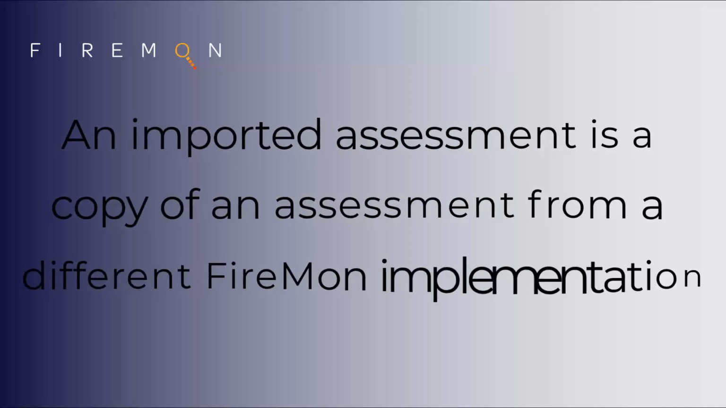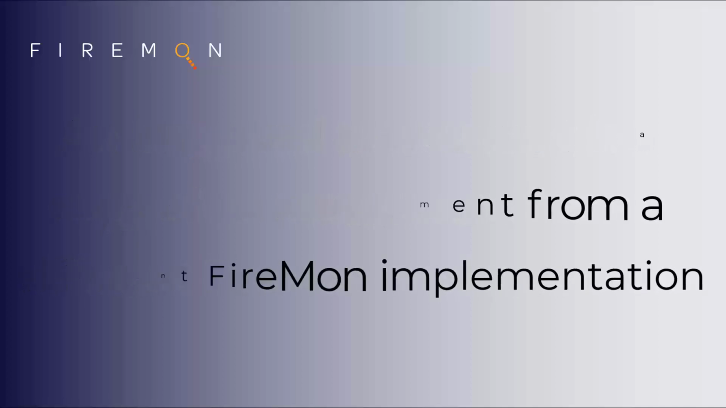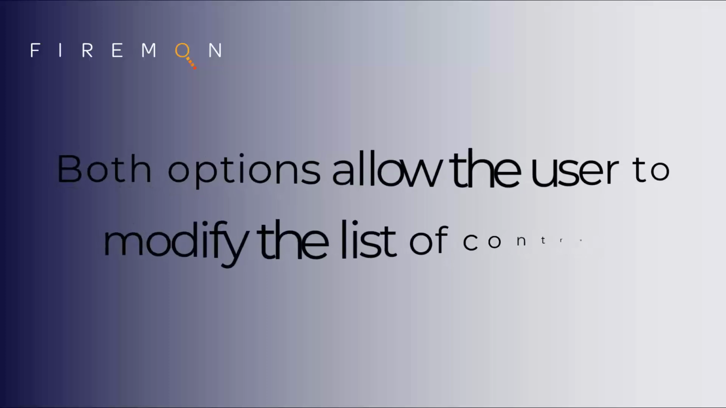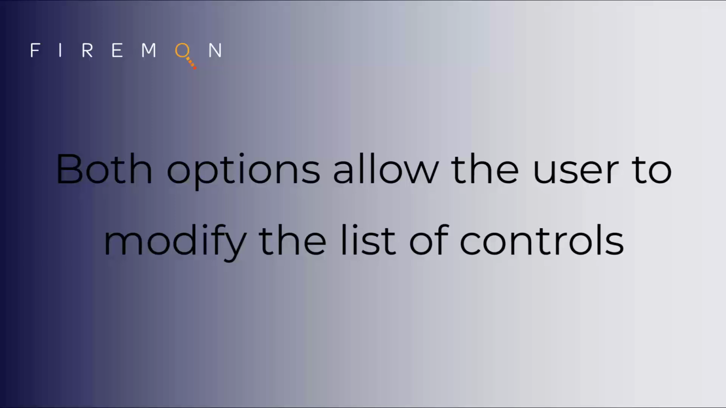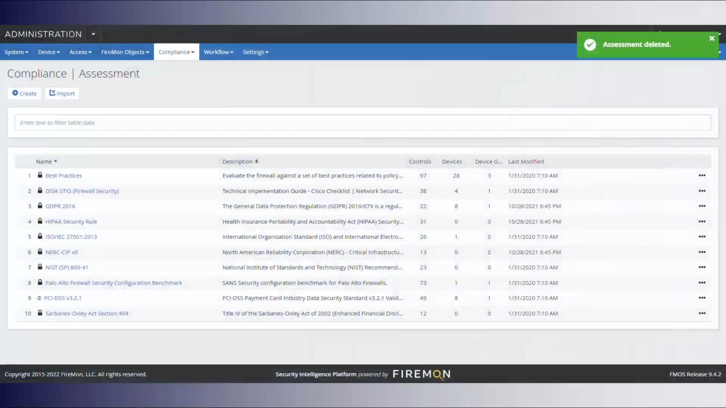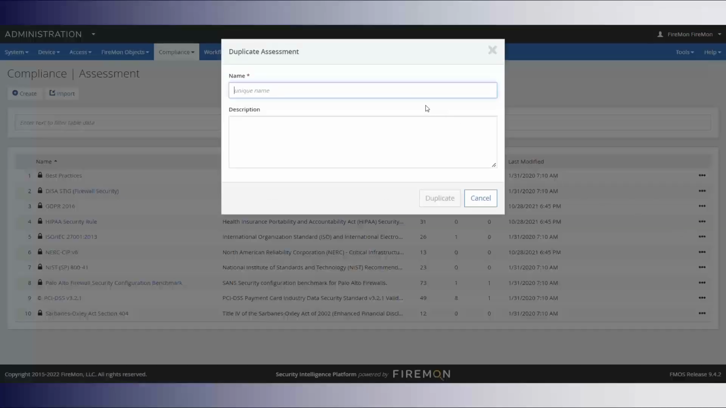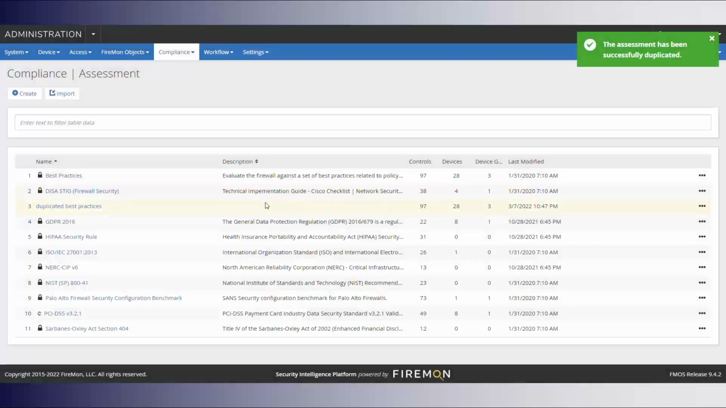Both have the same function, whereas importing is copying an assessment from a different system, duplicating an assessment will make a copy of one of the pre-configured assessments already on our system. Either option allows us to modify the list of controls, giving us the ability to add or delete the pre-configured controls or add custom ones. Since importing an assessment is as simple as clicking the Import button, we will focus on duplication. Pick the assessment you want to duplicate, click on the ellipsis to the right once again. We'll click on Duplicate and then be prompted to give the assessment a new name. Click the Duplicate button once again and the new assessment will show up in the list.